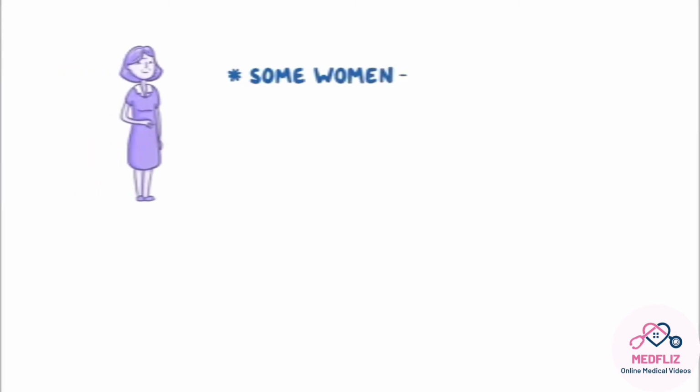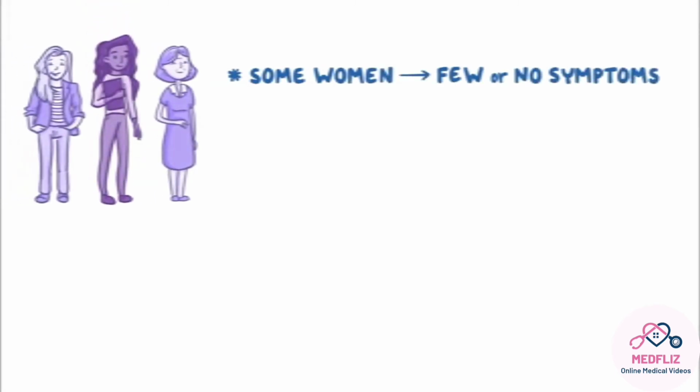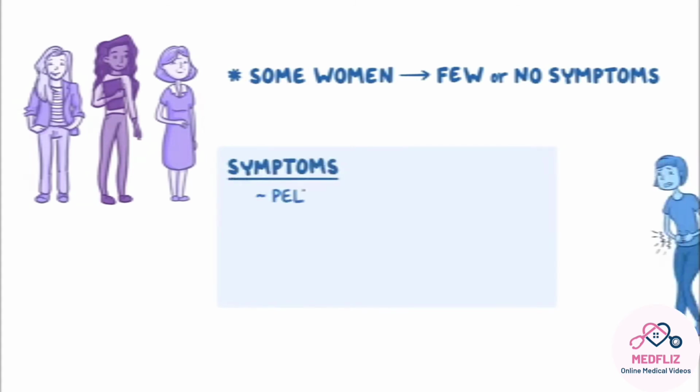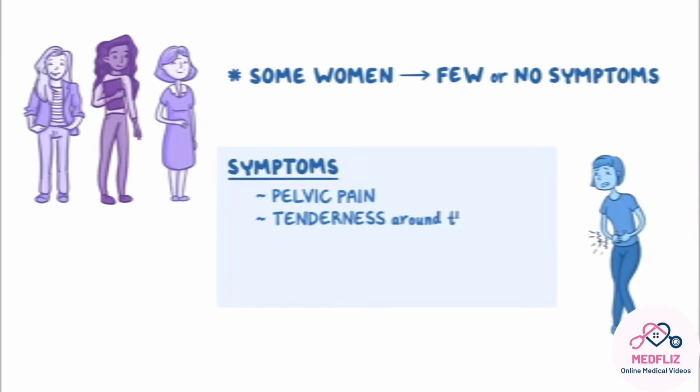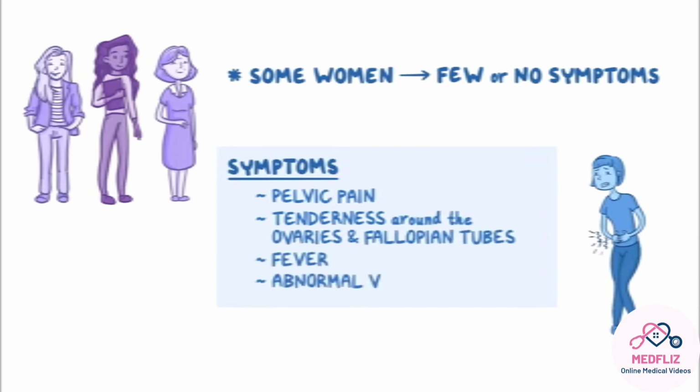Most women have few or no symptoms, and some women have pelvic pain, tenderness around the ovaries and fallopian tubes, fever, and abnormal vaginal discharge.